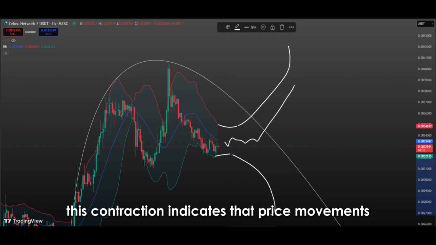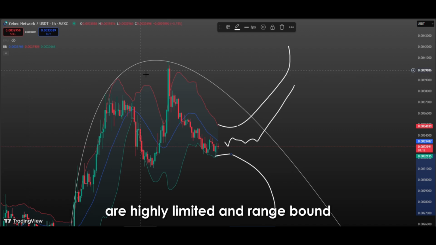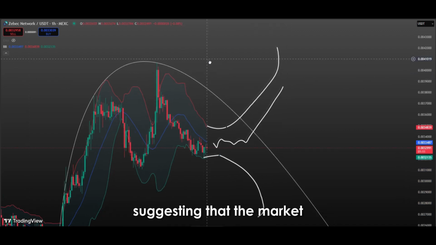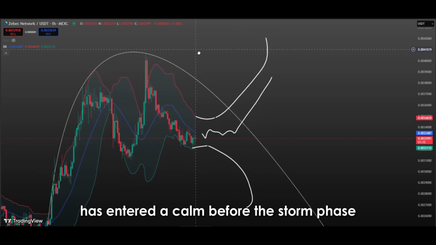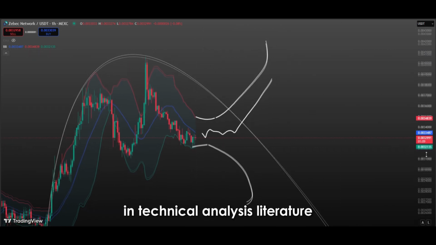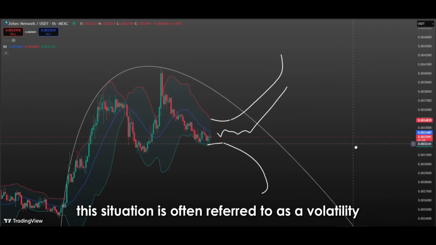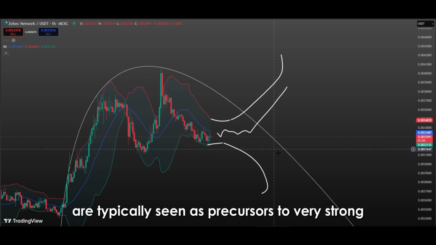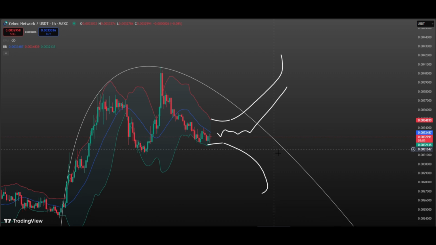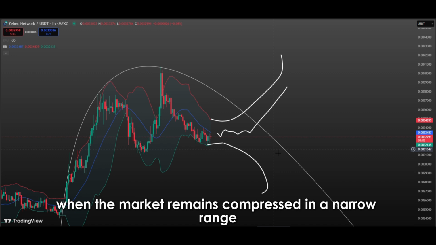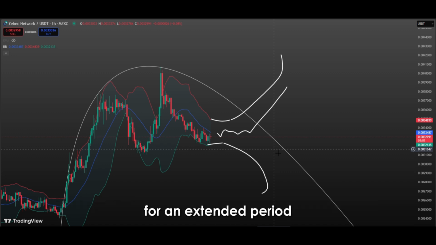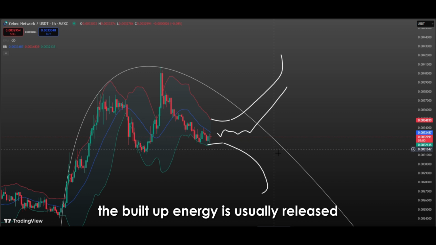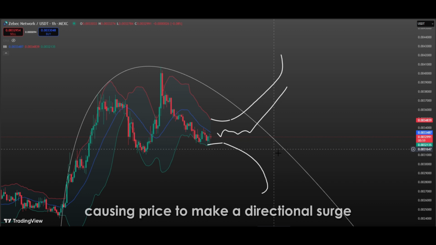This contraction indicates that price movements are highly limited and range-bound, suggesting that the market has entered a calm before the storm phase. In technical analysis literature, this situation is often referred to as a volatility contraction. These formations are typically seen as precursors to very strong price movements. When the market remains compressed in a narrow range for an extended period, the built-up energy is usually released in a powerful breakout, causing price to make a directional surge.